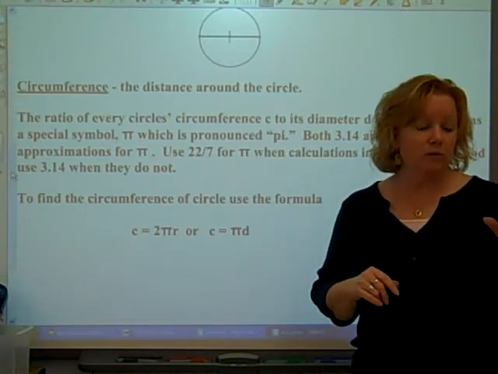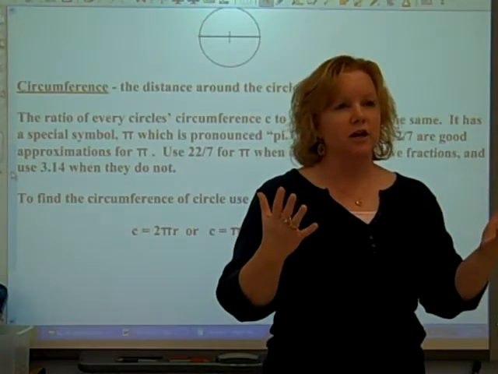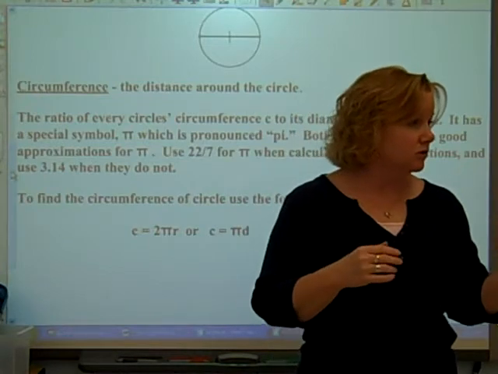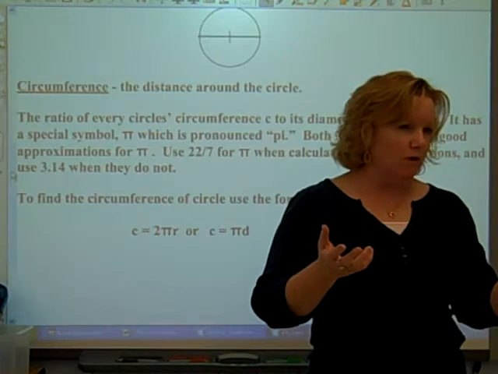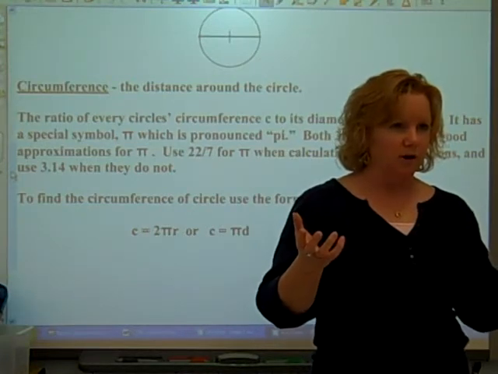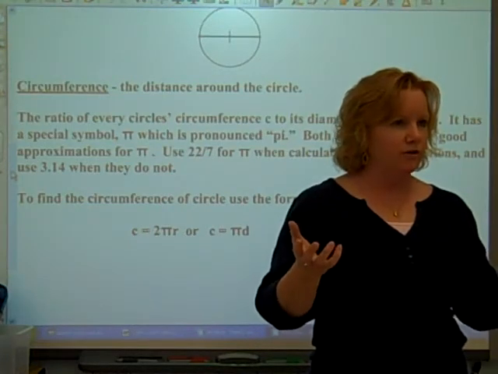Now, here's one thing I would like to point out to you because I think a lot of people, and I don't know, maybe this has been answered, you can tell me, but have you ever wondered why you get to use 3.14 for every circle, no matter how big or how small? Doesn't that seem weird to you?